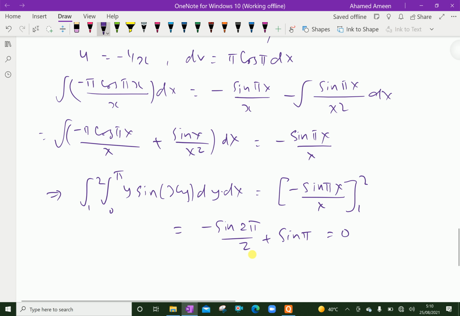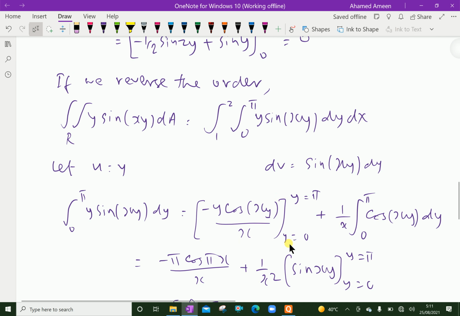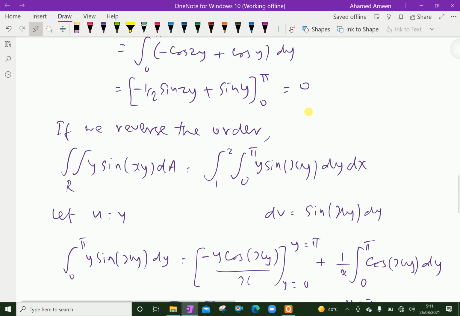So, by Fubini's theorem, we get both values the same. Even by reversing the limits, we get the same value here and here.